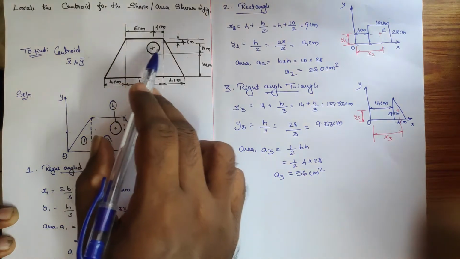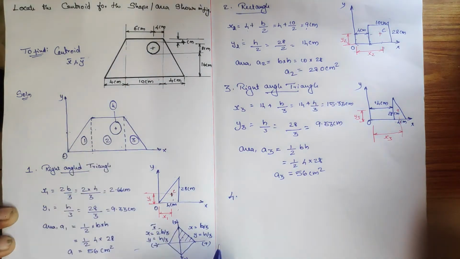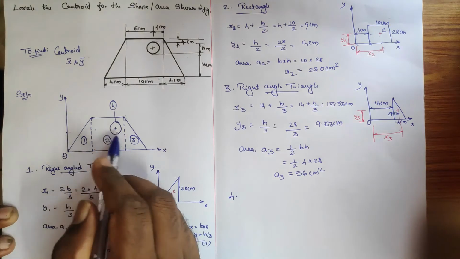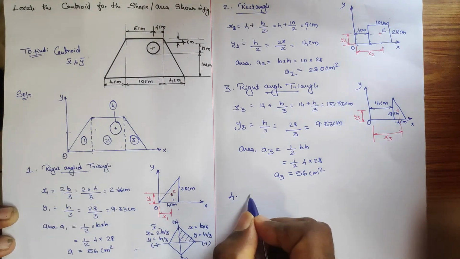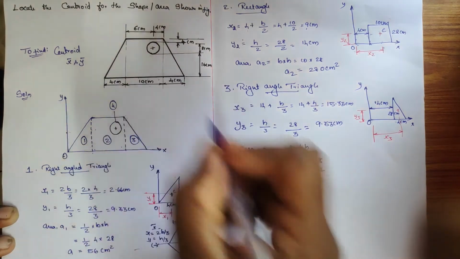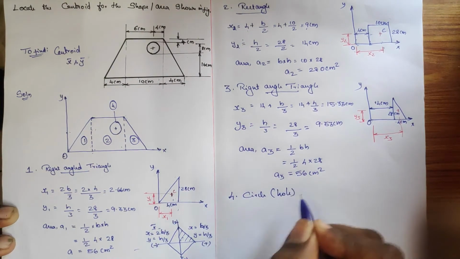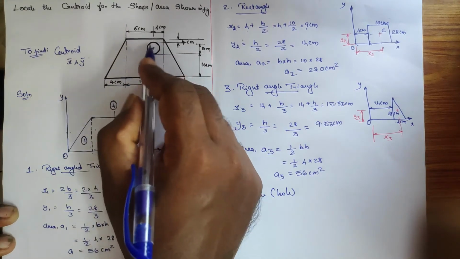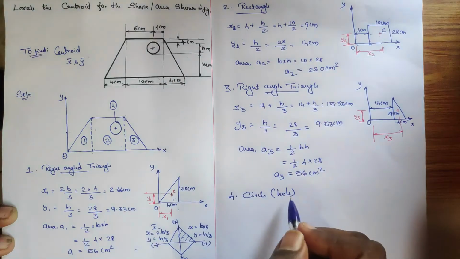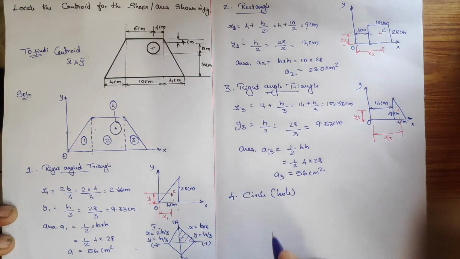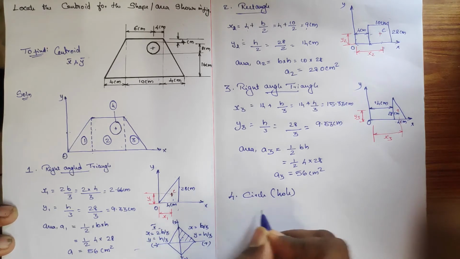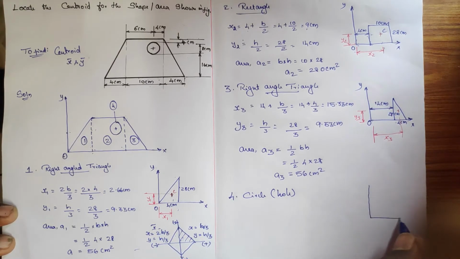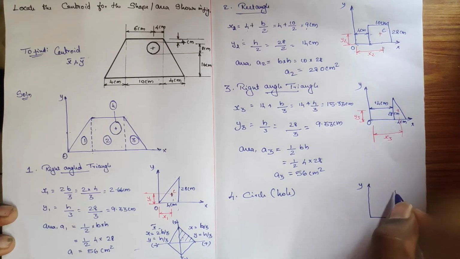Fourth component. What is the fourth component here? It is a circle and it is a hole. It's not an actual component, here the circle denotes it's a hole. So just note it down, it's a hole, and just plot it into the coordinate x, y, where it is located, somewhere here.